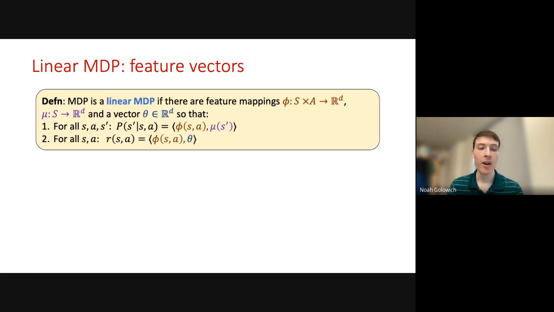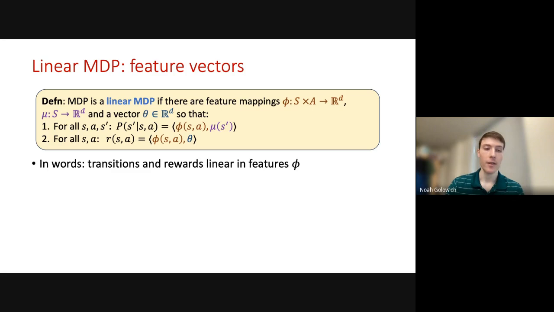We also require that for all (s, a), the reward that we receive at state action pair (s, a) is the inner product between phi(s, a) and some fixed coefficient vector theta. So in words, the requirement of being a linear MDP is simply that the transitions and rewards be linear in the feature vectors phi. Alternatively, you can think of it as saying that the transition matrix is low rank, in particular, its rank is at most d.